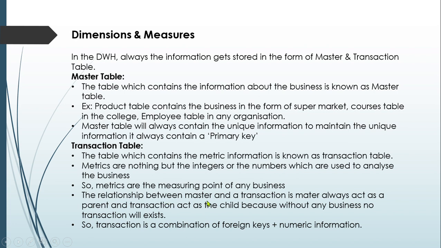The relationship between master and transaction is that master always acts as a parent and transaction acts as a child, because without any business no transaction will exist. Yes, right. So transaction is a combination of foreign keys plus numeric information. We'll go to the next slide.